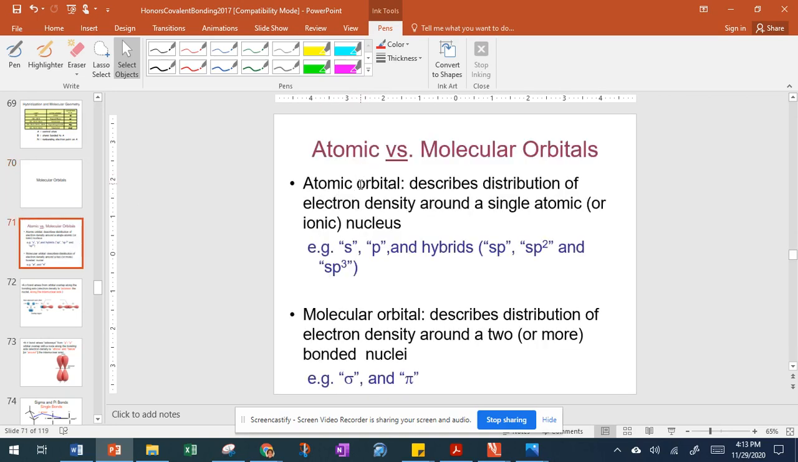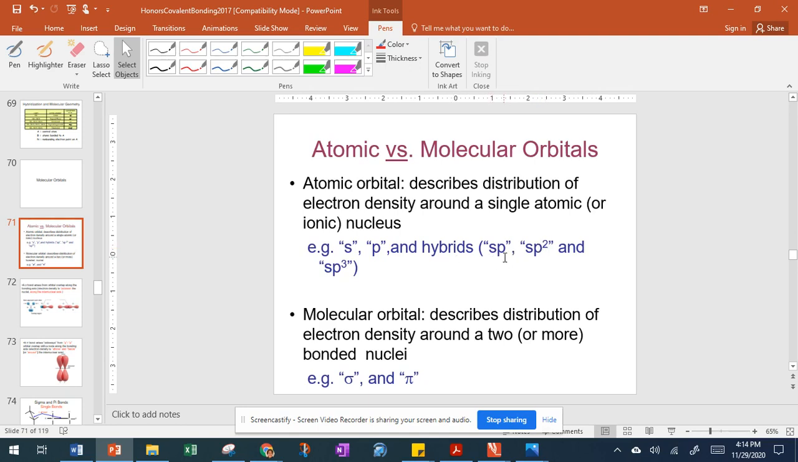The difference between atomic and molecular orbitals is that atomic orbitals just describe the distribution of the electron density around a single atom in a molecule. So sometimes the electron density is completely symmetrical, like an s orbital or a p orbital, or we have a situation where we have hybrids like sp, sp2, or sp3.